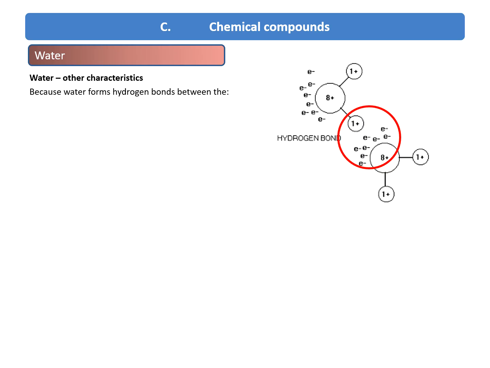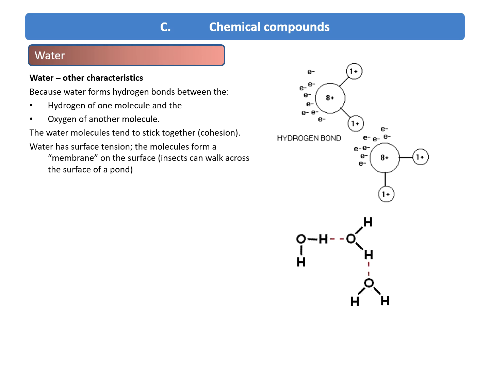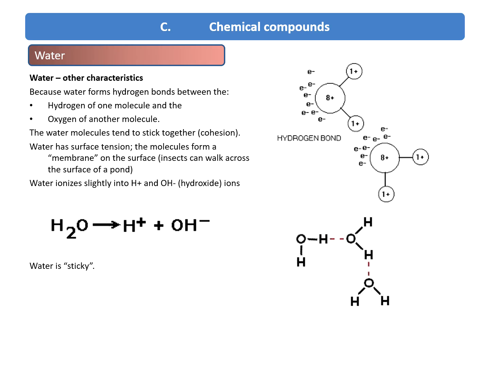Because water forms hydrogen bonds between the hydrogen of one water molecule and the oxygen of another, water molecules tend to stick together. This is called cohesion. Water has surface tension. The molecules form a sort of membrane on the surface, such that insects can walk across the surface of a pond. Water ionizes slightly into hydrogen ions and hydroxide ions.